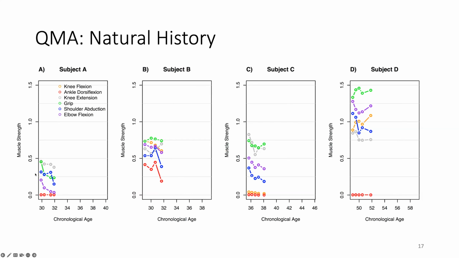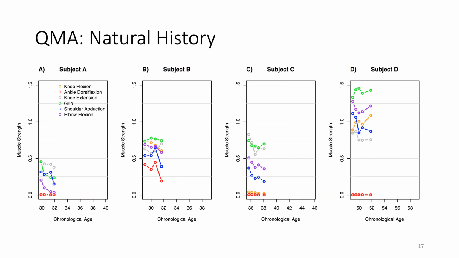Subject B, around the same age as subject A, but still has some strength in their ankle dorsiflexion, is actively progressing on that. C, more like A, almost fully progressed on knee flexion and ankle dorsiflexion, and actively progressing on shoulder and elbow. And then finally, subject D, very strong on almost every endpoint except completely progressed on the ankles. So just looking at this data told us certain things about what we had to consider in our models.